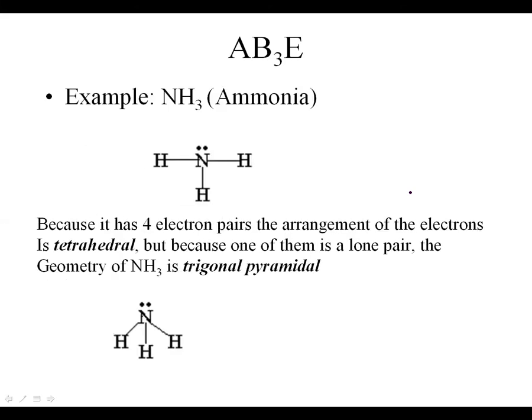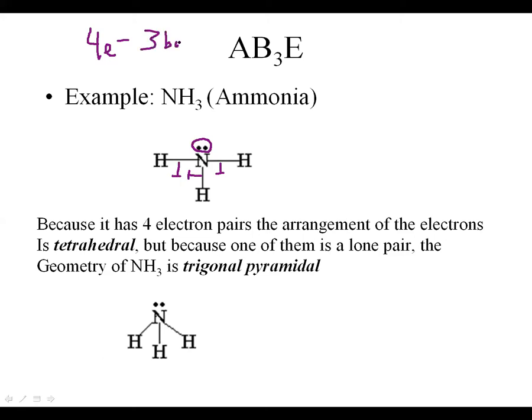The next example is something like NH3. When we look at it, it has 1, 2, 3, 4 electron pairs. In terms of bonds, it has 1 bond, 2 bonds, and 3 bonds. I counted it right this time, right? That's good. Again, in terms of the electron pair geometry name, 4 electron pairs is tetrahedral.